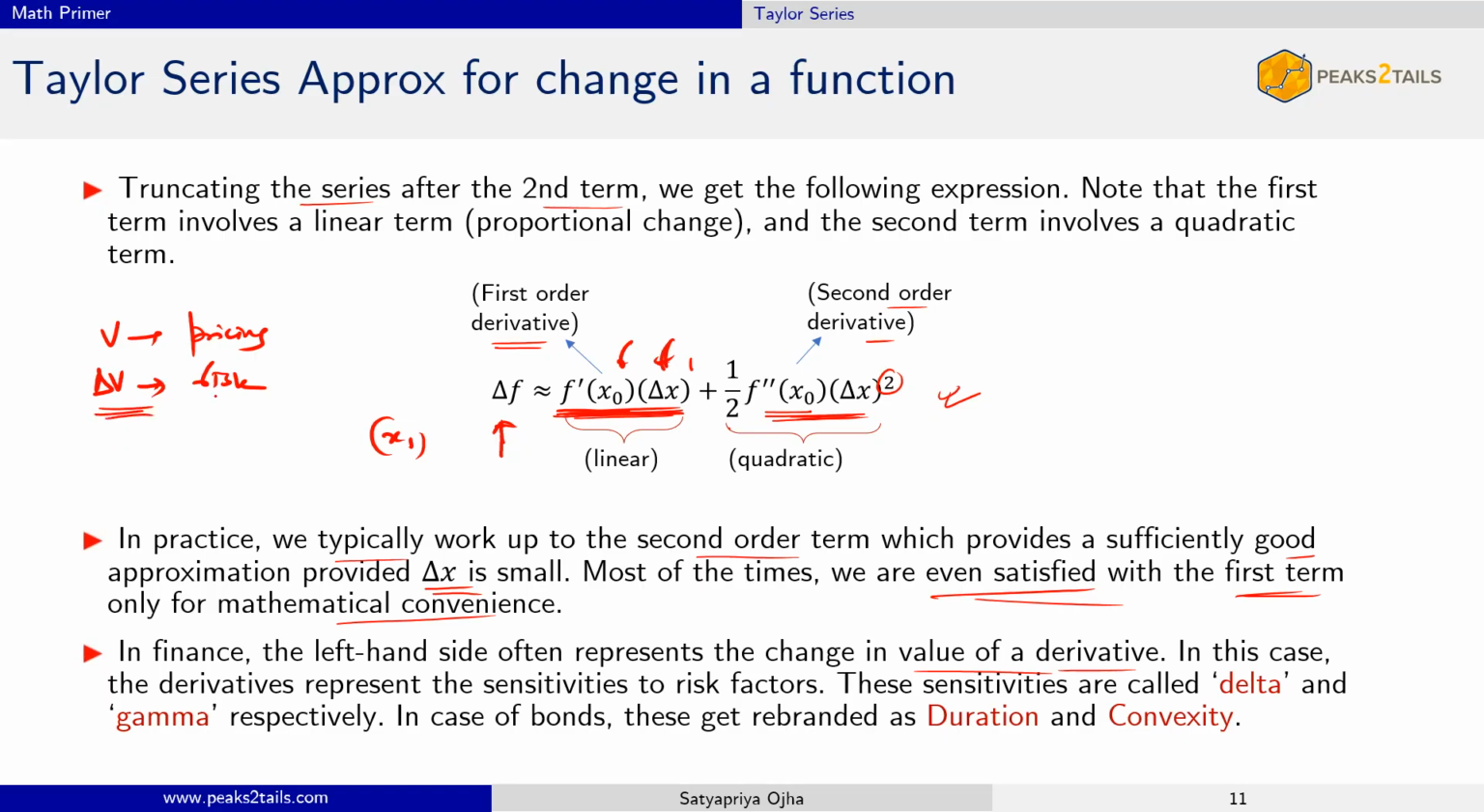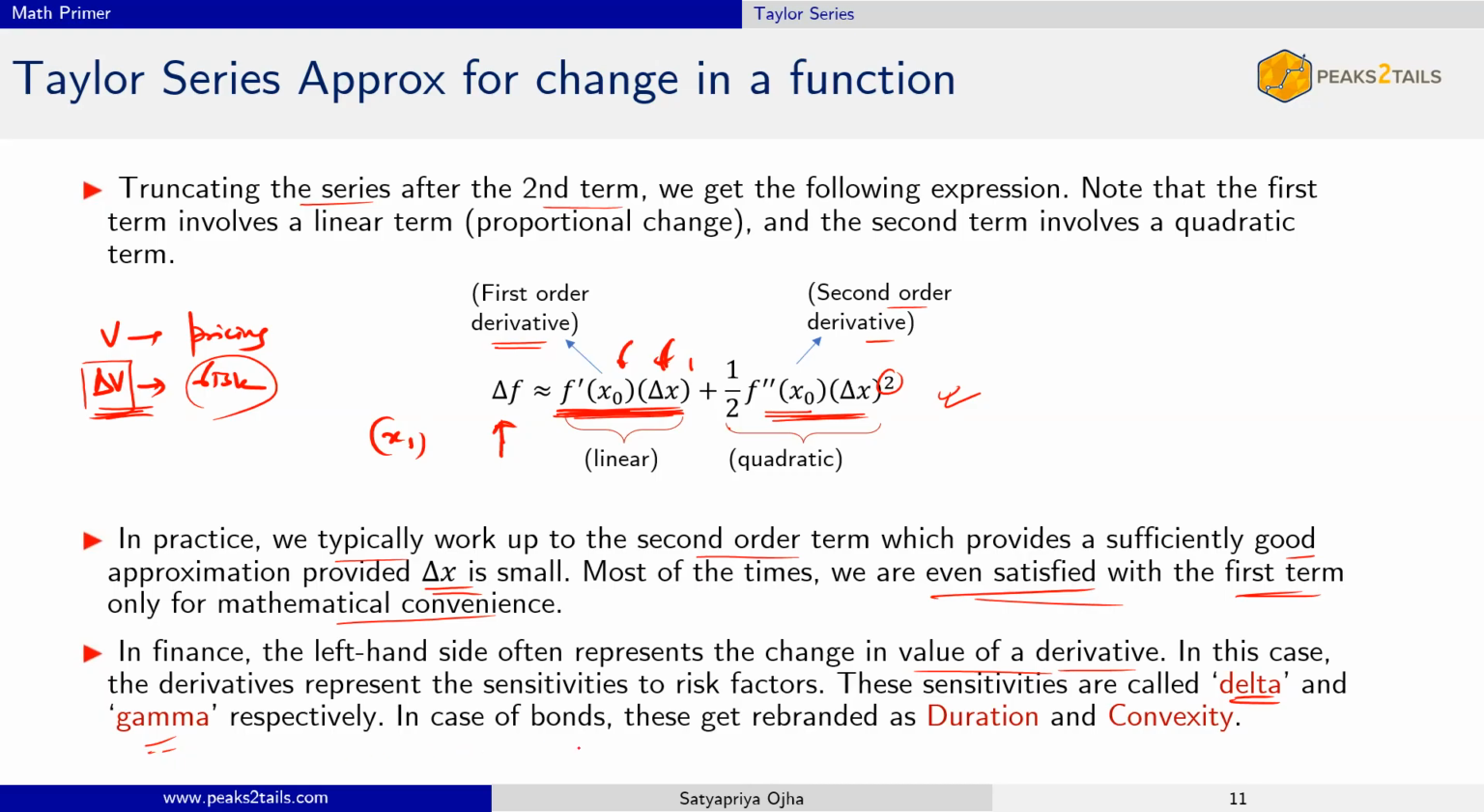And that's why in all of market risk, you deal with delta V, and Taylor series is the king. You use Taylor series everywhere for market risk. And these derivatives have special names in quant finance. The first order derivative is called delta, and the second order derivative is called gamma.